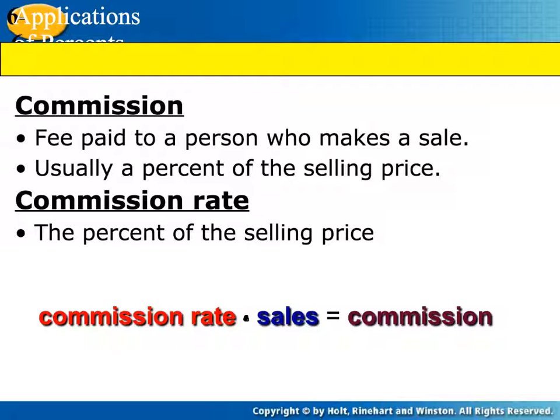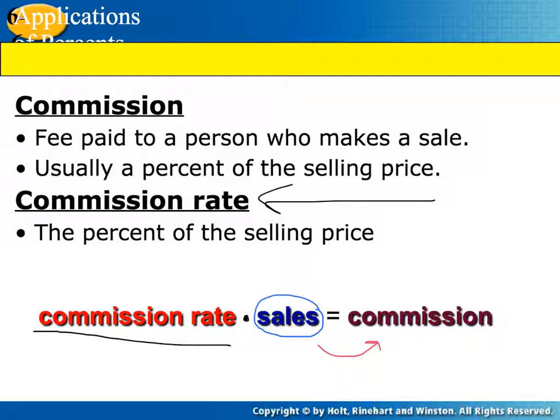And we find that by taking the commission rate, which, as you can see right above, is the percent of the selling price, multiplying it by your sales, and getting a commission. A commission is a dollar amount. Commission rate is a percent. Sales is a dollar amount. So know these to help you move along. Okay, so let's try one.